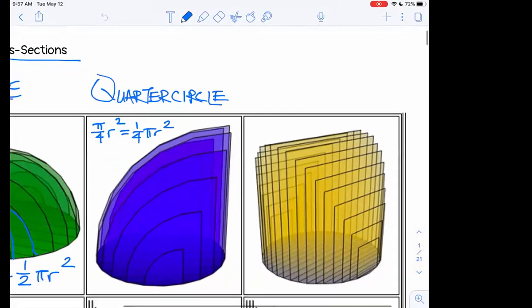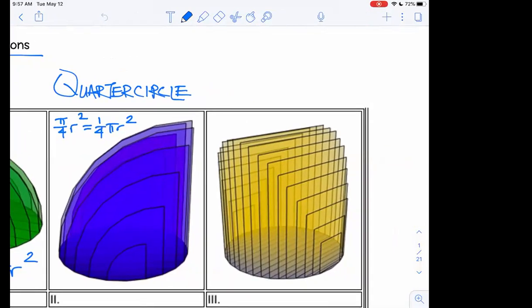Okay. So let's take a look at this yellow one over here. Take a look at this. What shape do we think the cross sections are? And what might be an area formula for that shape?